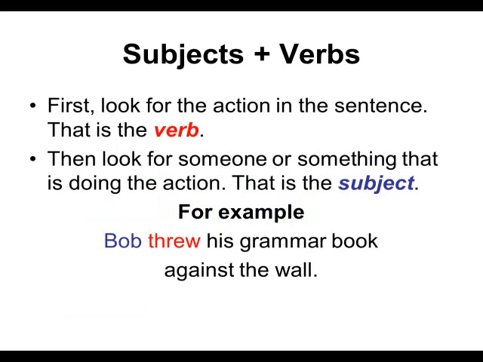The easiest way to pick out a subject and verb is to start by looking for the action in the sentence. This is going to be your verb. The subject is someone or something that is doing this action. For example, Bob threw his grammar book against the wall. The action is threw. Bob is the person who is doing this action. Therefore, the word threw is the verb and the word Bob is the subject.